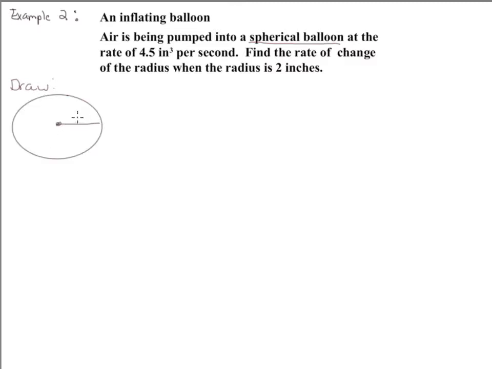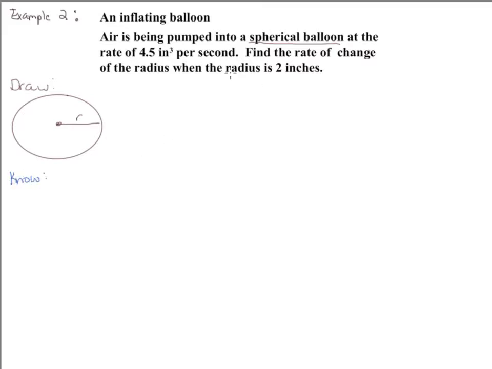And here's my wonderful drawing skills. There's my balloon, and I have a radius. Notice I don't have to define r this time because r is always standing for radius. So step 2, what do I know?